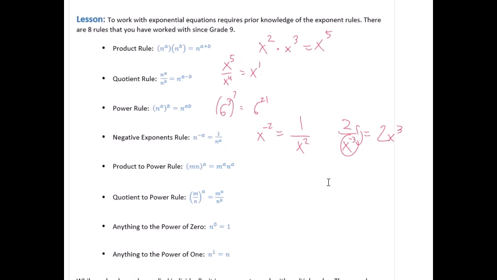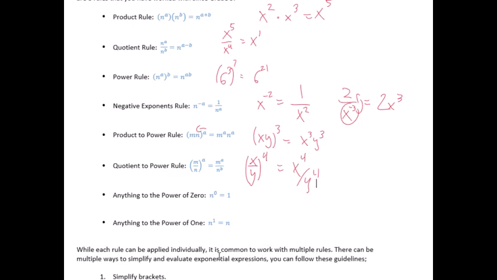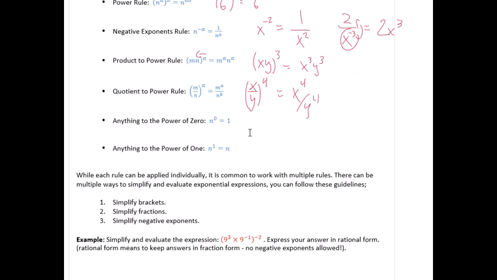The product of a power and quotient of a power rules simply state that if we have two bases inside a bracket with an exponent, such as xy to the power of 3, it becomes x to the power of 3, y to the power of 3. The exponent applies to both of these terms. The quotient rule here is the same thing. If we have x over y all to the power of 4, then this becomes x to the power of 4 over y to the power of 4. And then anything to the power of 0 is 1, and anything to the power of 1 is itself.